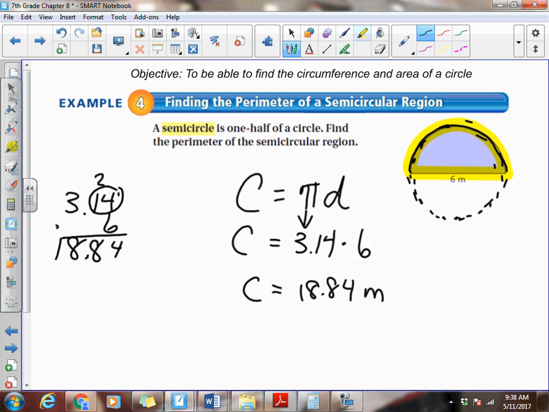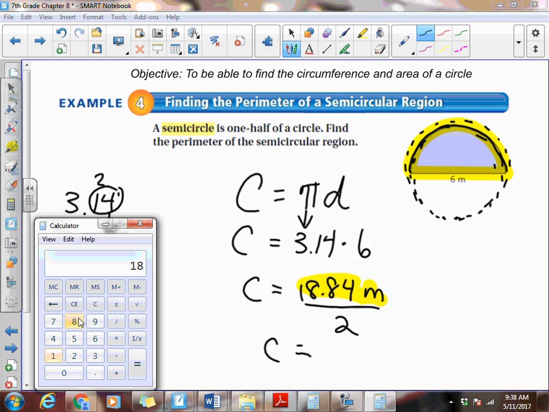So the circumference that I get is 18.84 meters. However, that is telling me the distance around the full circle. If I want to find the distance that's just around half of that, I want only half of this. So I'm going to cut it in half and divide that by 2. If I take 18.84 and divide it by 2, I'll use my calculator. I get 9.42 meters.